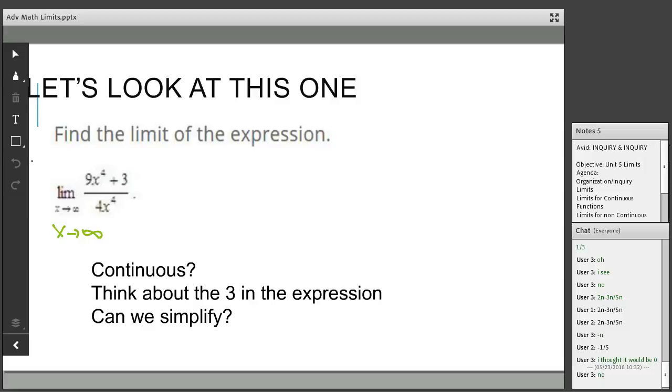So looking at this, as x approaches infinity, this 9x to the fourth is going to get really, really big, a huge number. And this 4x to the fourth is also going to be a huge number, making this 3 really irrelevant. It is nothing compared to it as x approaches infinity. That becomes a very, very small component of this, so small that we can disregard it, and we can write it as 9x to the fourth over 4x to the fourth, and disregard that 3.